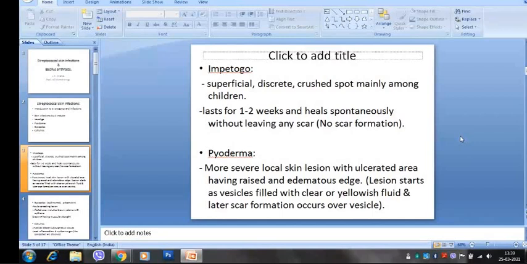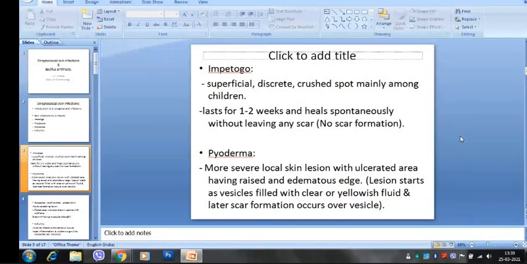Impetigo is superficial, discrete, and crust spots mainly seen among children. It lasts for 1 to 2 weeks and it heals spontaneously without leaving any scar. Remember, scar means the black mark that remains after a wound heals. Okay. Impetigo lasts for 1 to 2 weeks and heals spontaneously without any scar. There is no scar formation. If there is healing of the lesion, there will be no scar formation in case of impetigo.